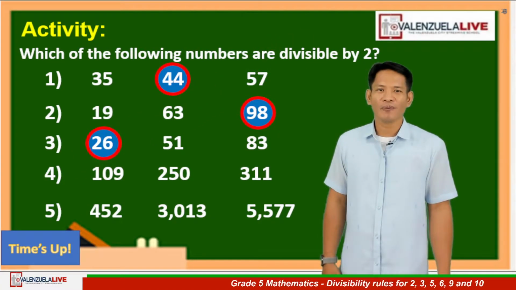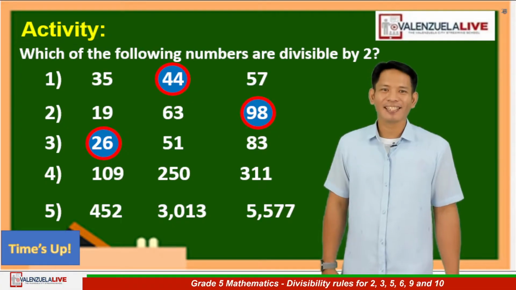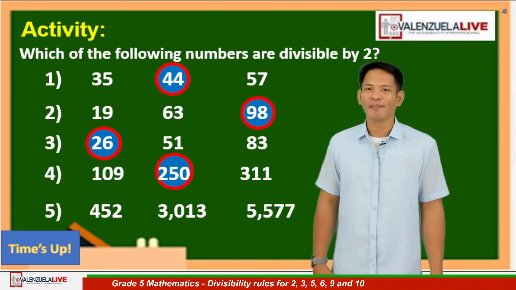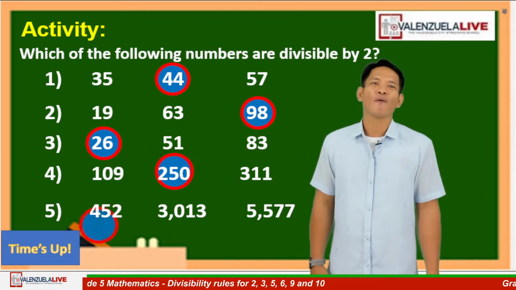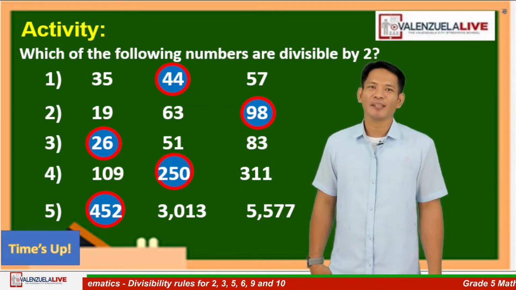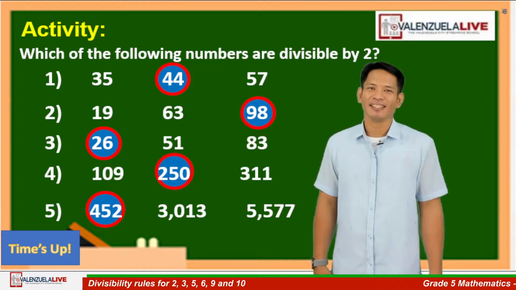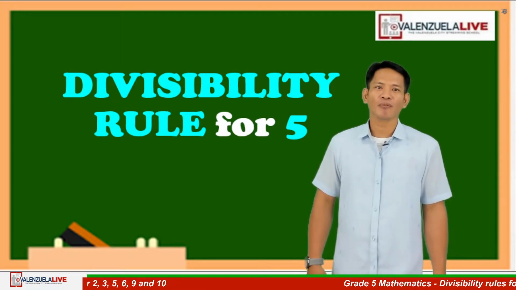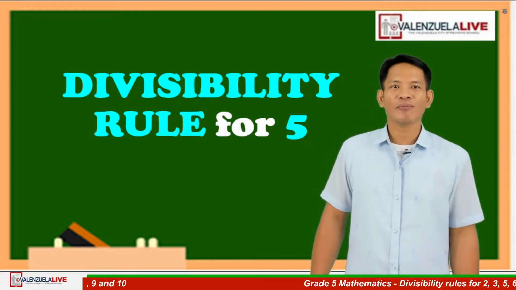How about in number 4? The correct answer is 250. And lastly, in number 5, the correct answer is 452. Okay. That's all for our activity for the divisibility rule for 2. Now, let's continue.